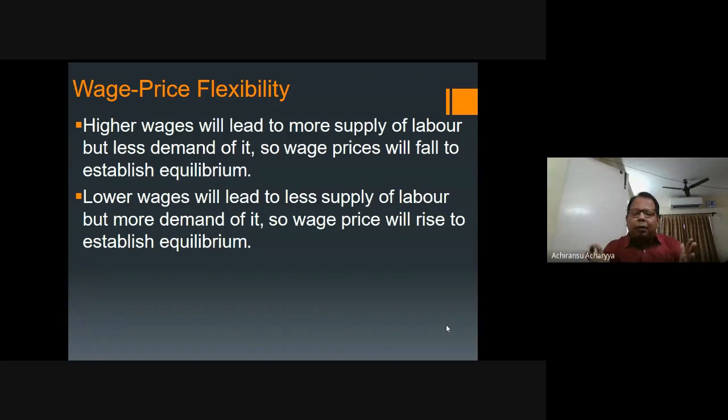It depends on the demand for labor. Lower wages will lead to less supply of labor, but more demand for it. So the wage will rise to establish equilibrium. So whether wages fall or rise, it will always come to an equilibrium because of the flexibility of wages and prices.